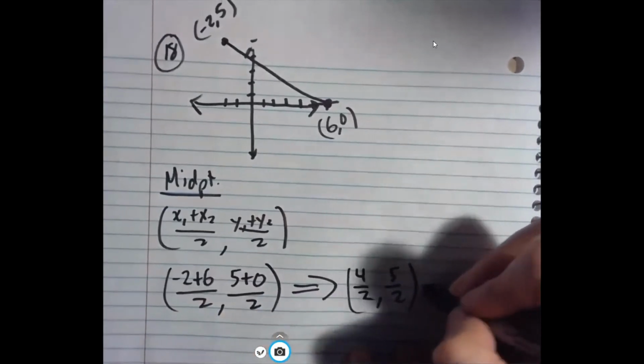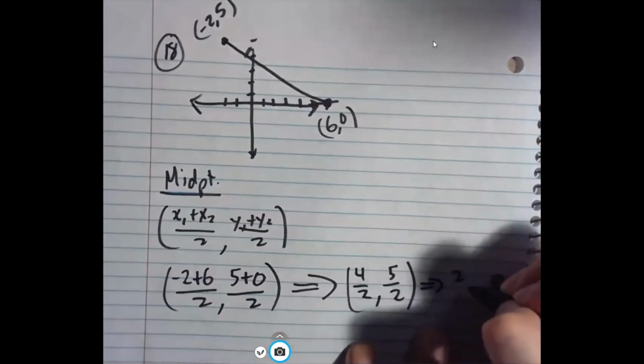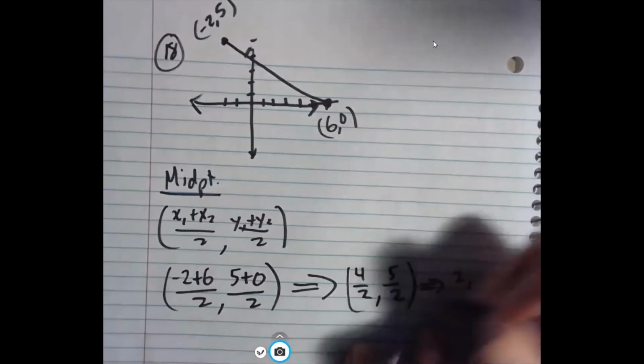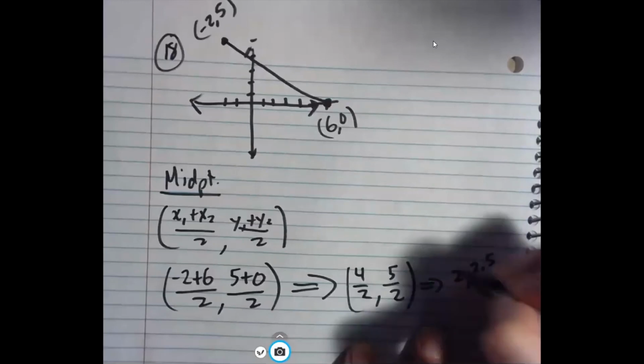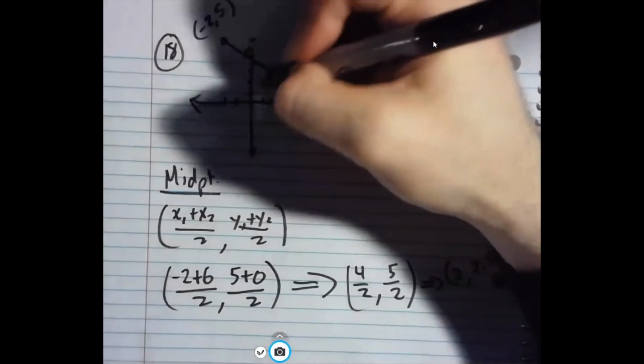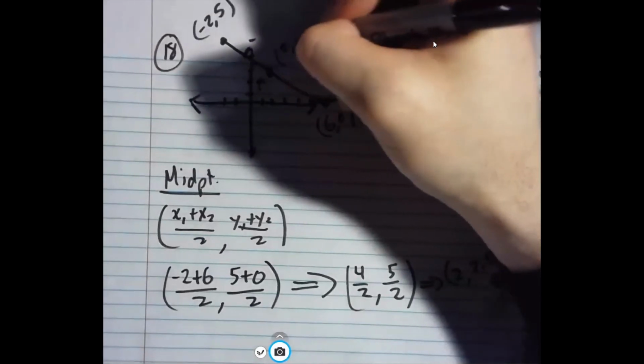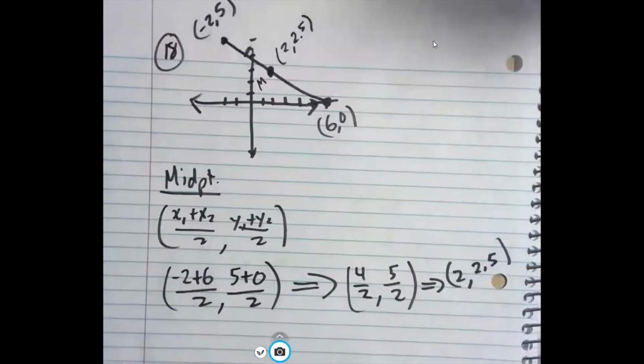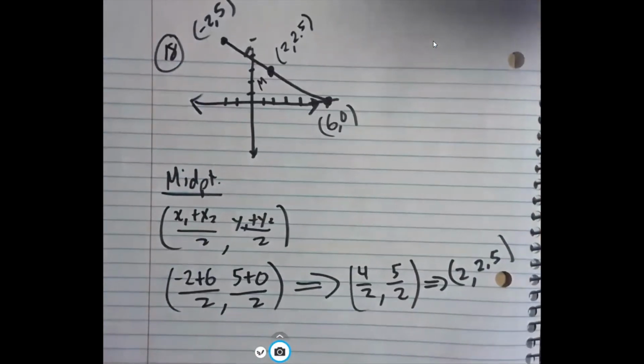And 4 divided by 2 would be 2. And we can write this in decimal form, I guess, or 5 over 2. You could leave it like that. So it's 2 comma 2.5. So our midpoint is right here. That's the 2 comma 2.5.